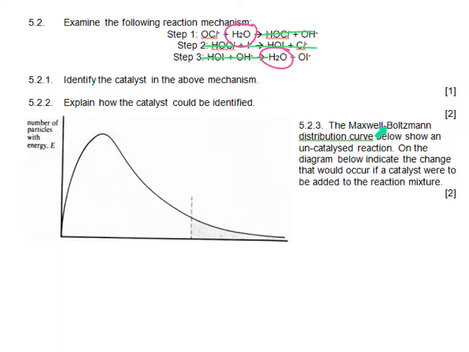The Maxwell-Boltzmann distribution curve shows an uncatalyzed reaction. On the diagram, indicate the change that would occur if a catalyst were introduced. This tells me the amount of energy, and this is normally how much energy you require to react. What does a catalyst do? It reduces the amount of energy to react, and so a catalyst would just bring down the activation energy and change that number there.